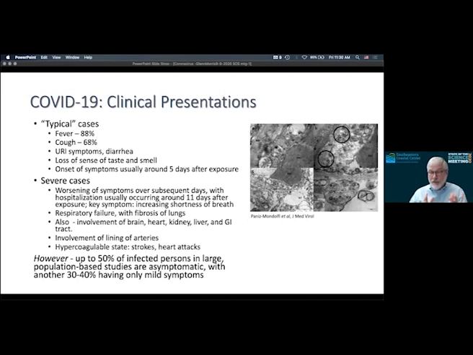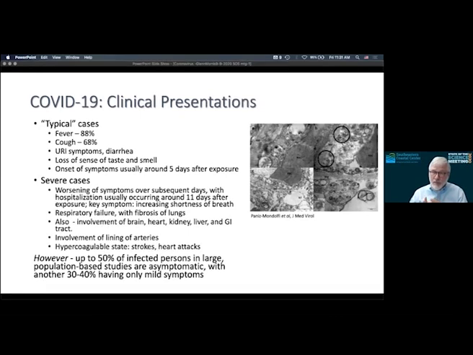A lot of this other stuff is very non-specific, which is what creates problems. So you can have patients who come in who may have non-specific upper respiratory symptoms, and just based on a clinical evaluation, it's really not possible to say who has COVID and who doesn't. Severe cases are not that common, but when they do occur, what we see is worsening of symptoms over subsequent days, hospitalization usually occurring around an average of 11 days after exposure, and increasing shortness of breath.